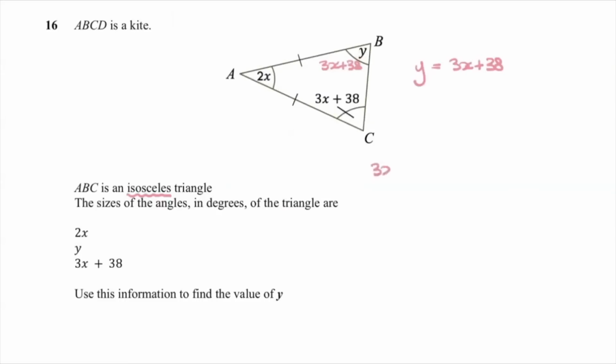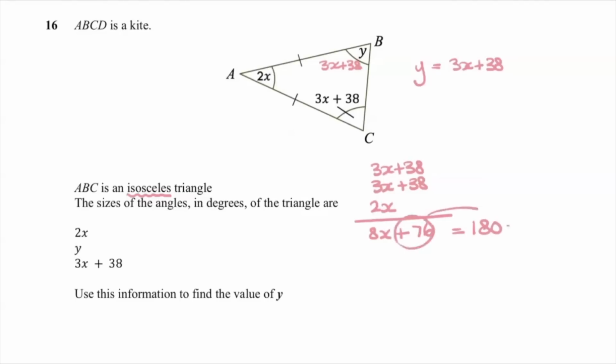So I've got 3x plus 38, another 3x plus 38, and 2x. Those are all the angles inside my isosceles triangle. If I add all the x's together, I get 8x. And if I add my numbers, I get 76. So all the angles added together give 8x plus 76. I also know that the angles in a triangle add up to 180. So this must equal 180. I've now created an equation, which I'm going to go on and solve.